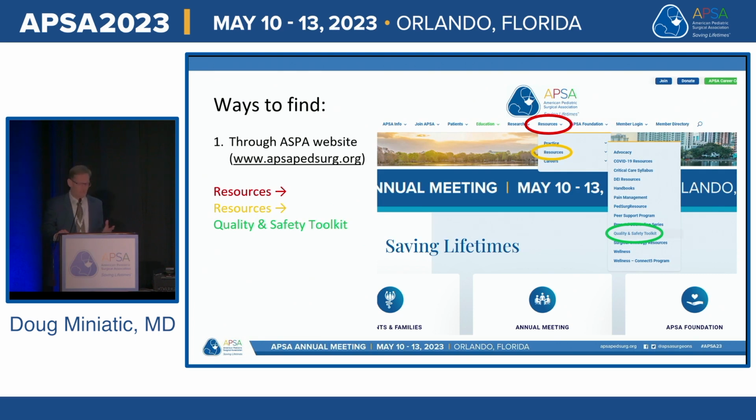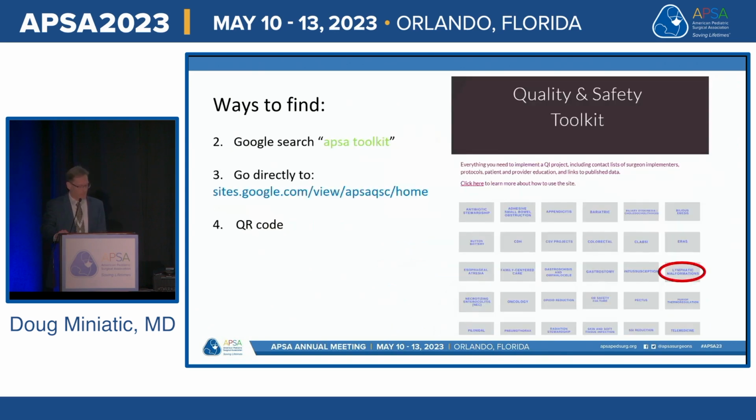So how do you get to the toolkit? There are a few ways to get there. The one easy way is through the APSA website. You don't even have to log in. Just hover your mouse over resources and then pan down to resources and over and click on the Quality and Safety Toolkit. You could also just Google search APSA Toolkit. You don't even have to put QSC in there. Just APSA Toolkit gets you there. Or you can go to this website that I have in the link up there.